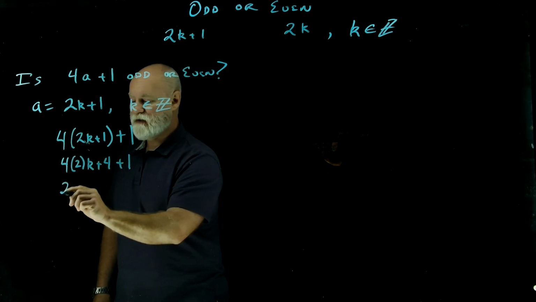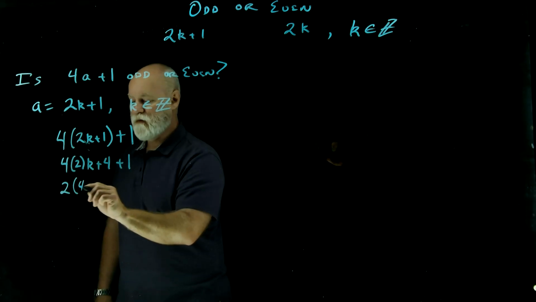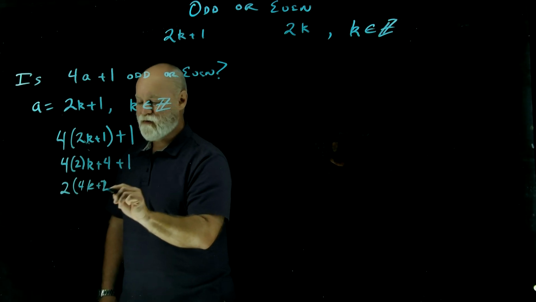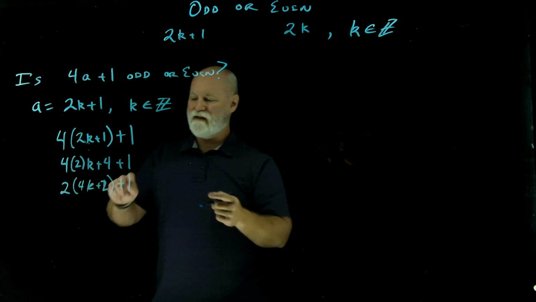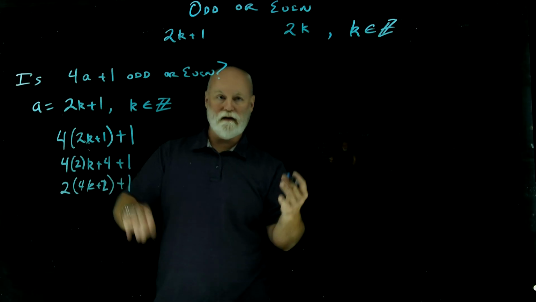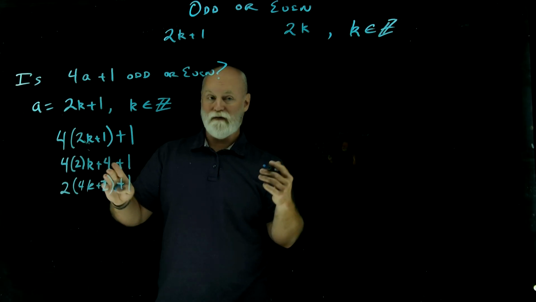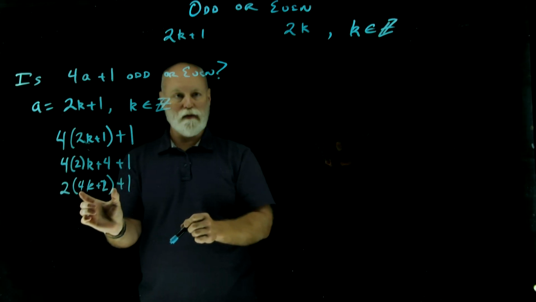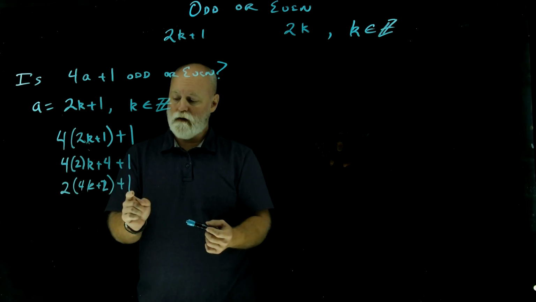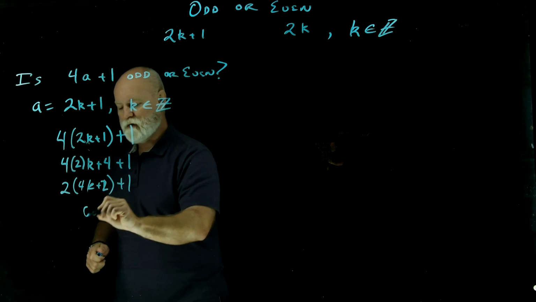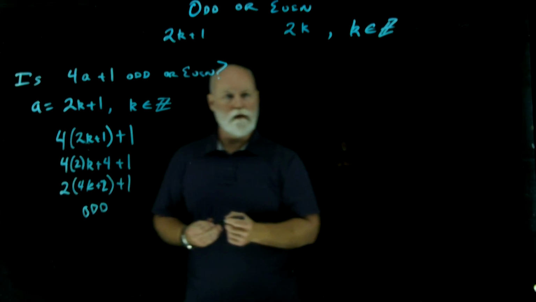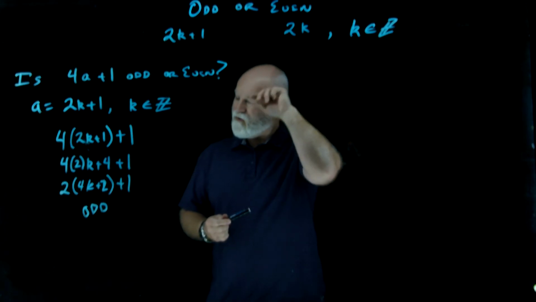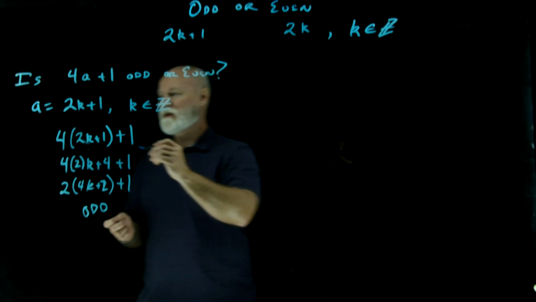I can now take out a 2, and I get 2 times 4k plus 2 plus 1. Notice I didn't actually combine the 4 and the 1 to get 5. Well, I left them separate. Because now what I have is 2 times something that I know is an integer, plus 1. So by definition, this is odd. All right? So case 2. So this was case 1.